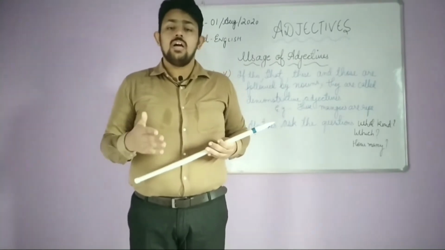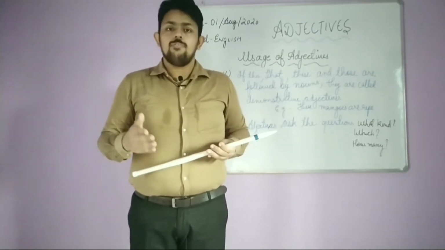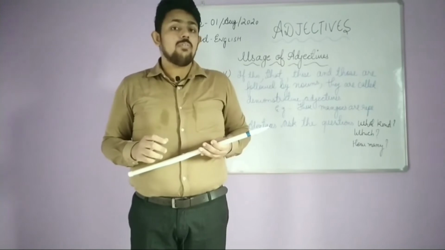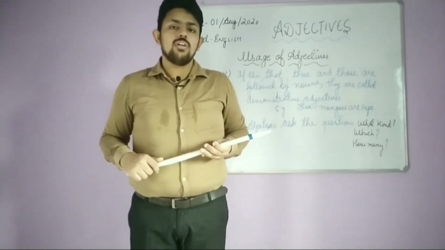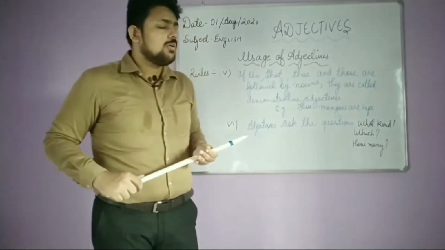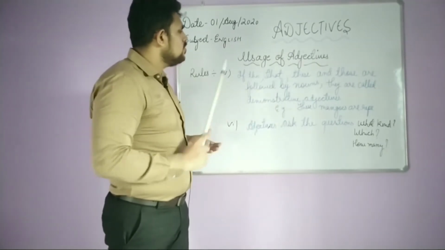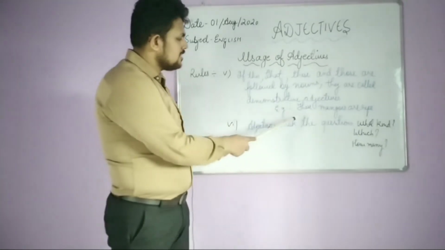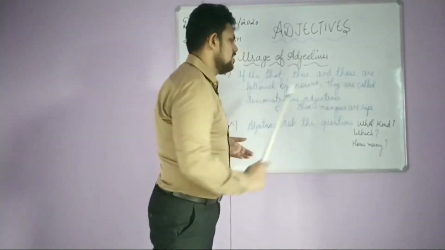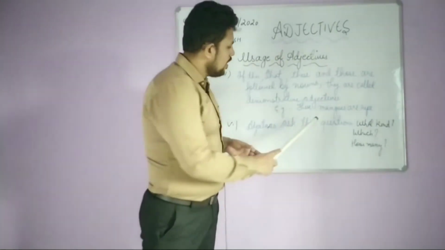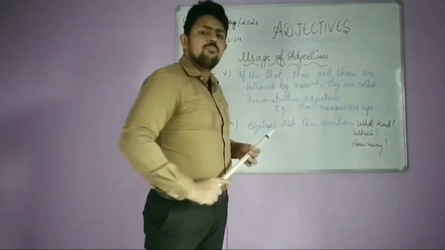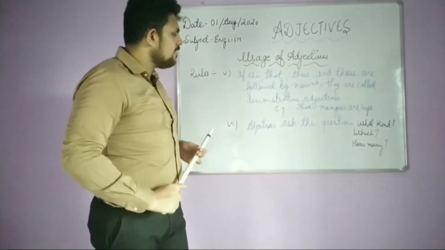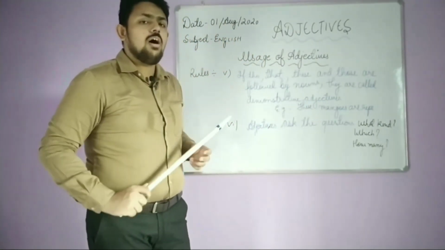Okay, so we are identifying the books. But we are not using a noun right after it, so it is a pronoun. But when we are using a noun right after it, it is called a demonstrative adjective. For example, see, these mangoes are ripe. So here the noun mangoes is there, so it is a demonstrative adjective and not a pronoun.